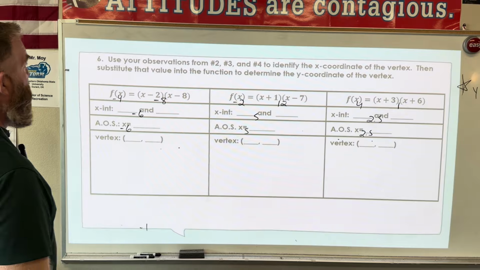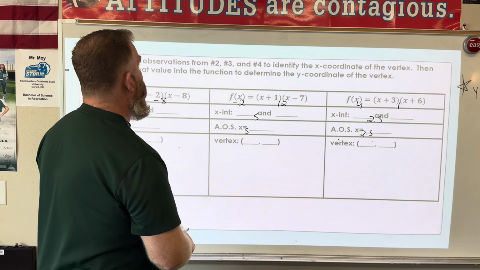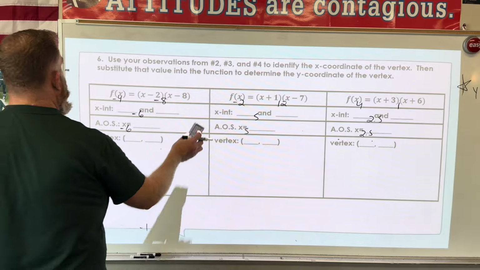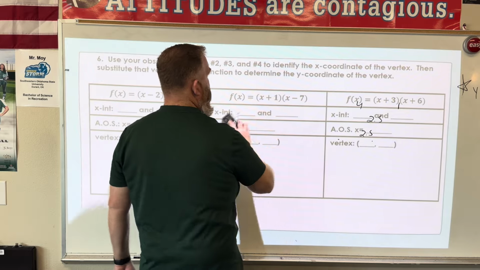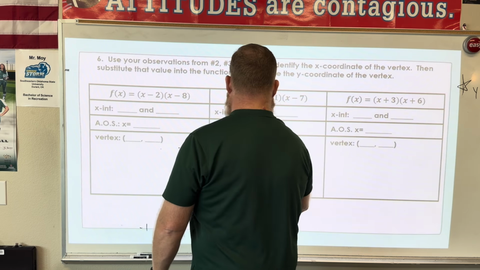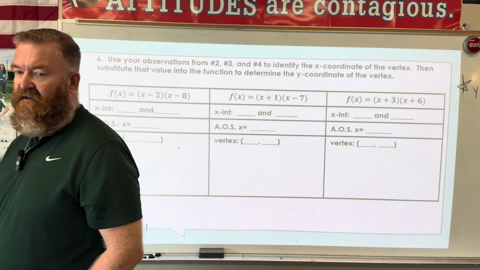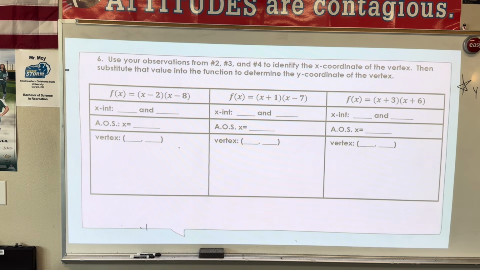Using your observation number 2, 3, and 4, identify the x-intercept of the vertex. Then substitute that value in. So here we go. Here's how we're actually going to find it. Okay, here's how we find the y. You guys with me on this? Here we go. We're going to substitute it in. So do me a favor. Go x-intercept, go y-intercept. Go.